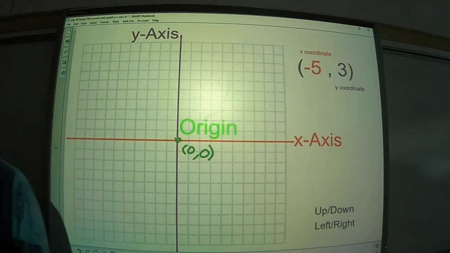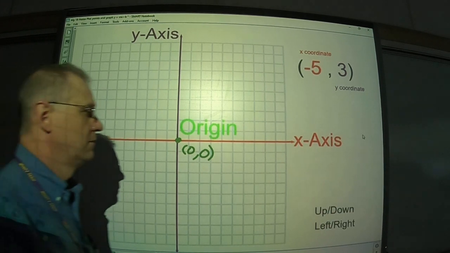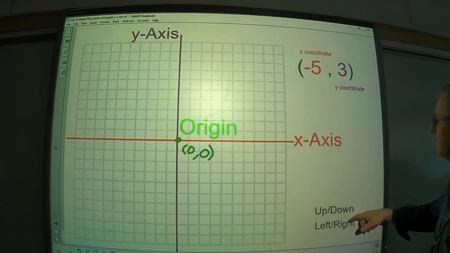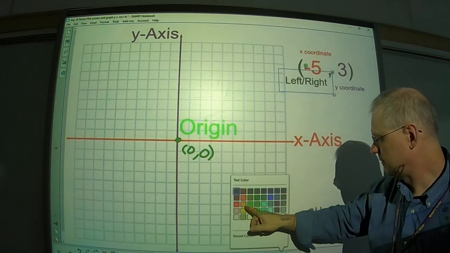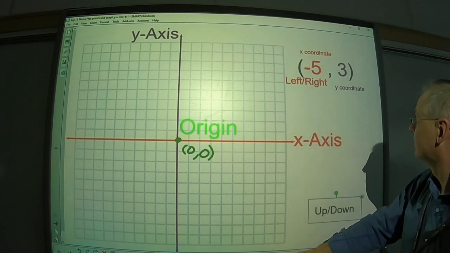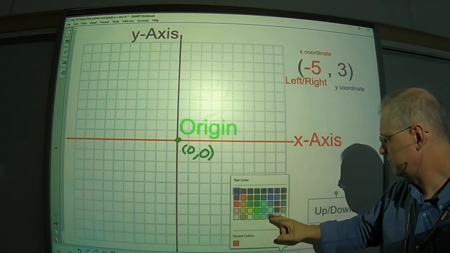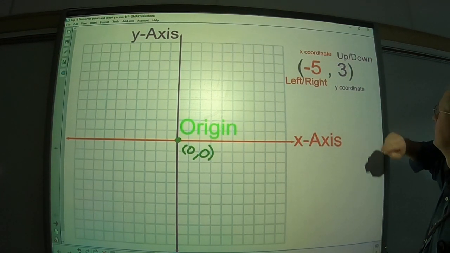The next thing that we're going to do is we're going to actually plot the point negative 5, 3. So to be able to do that, I need to show that the left-right movement, let's make that red, is the x-coordinate, and the up-down movement is the y-coordinate.